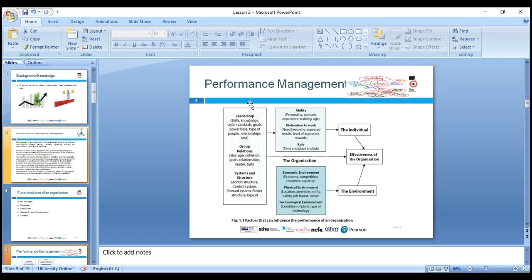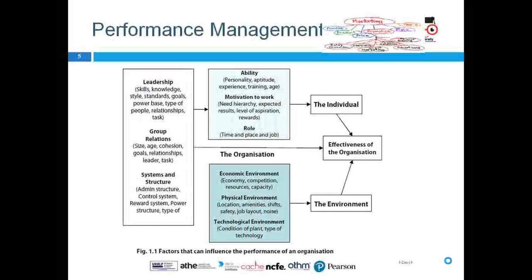Then look at performance. What makes performance? If you are a leader, you are supposed to function in a way that achieves performance. So leadership, skill, knowledge, style, standards, goals, and power, based on the types of people and the relationships. We need group relations. We need systems and structures developed so the organization works effectively to achieve and improve performance. We need people's ability. We need people to be motivated. We need roles in the jobs. We need to manage our organization in terms of the economic environment, physical environment, and technological environment.